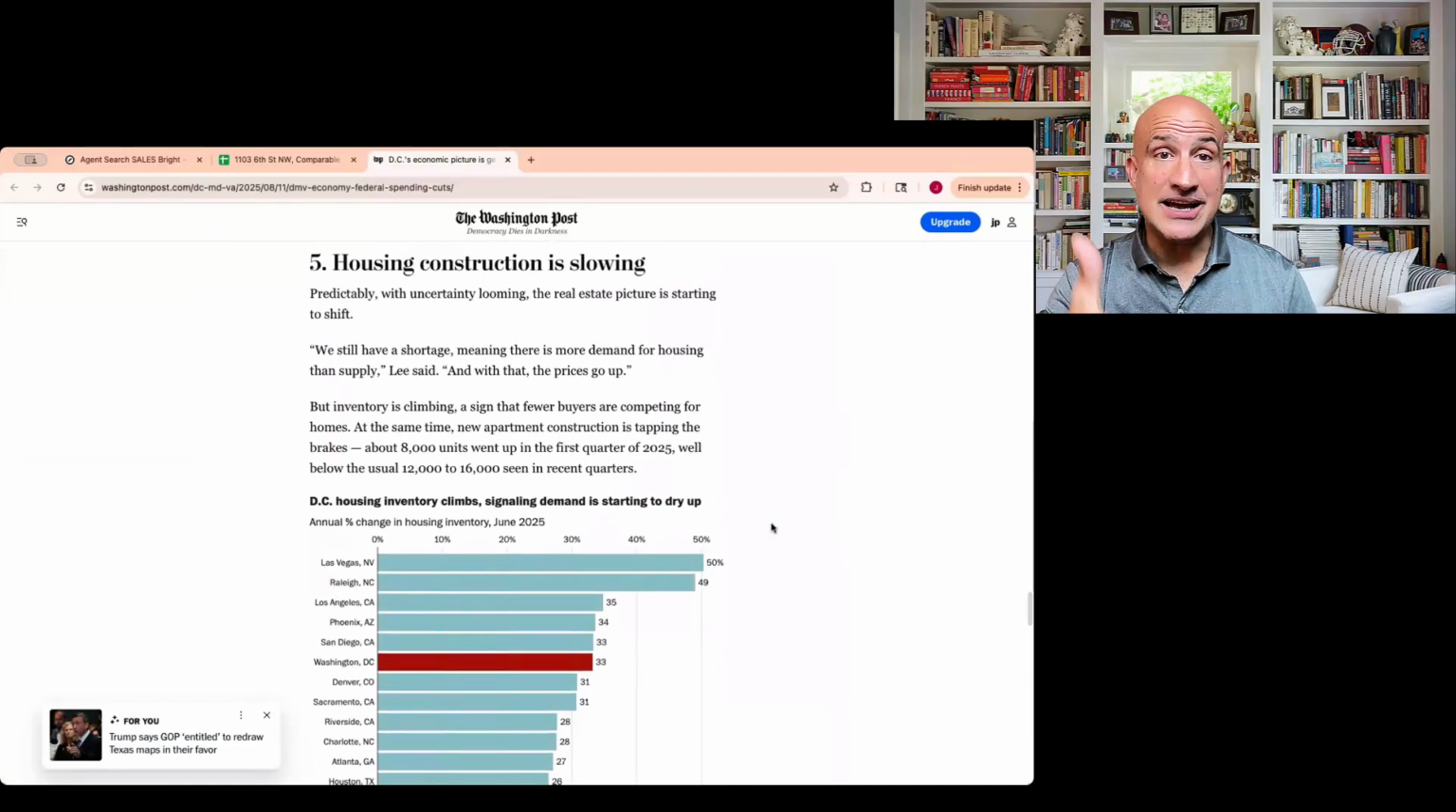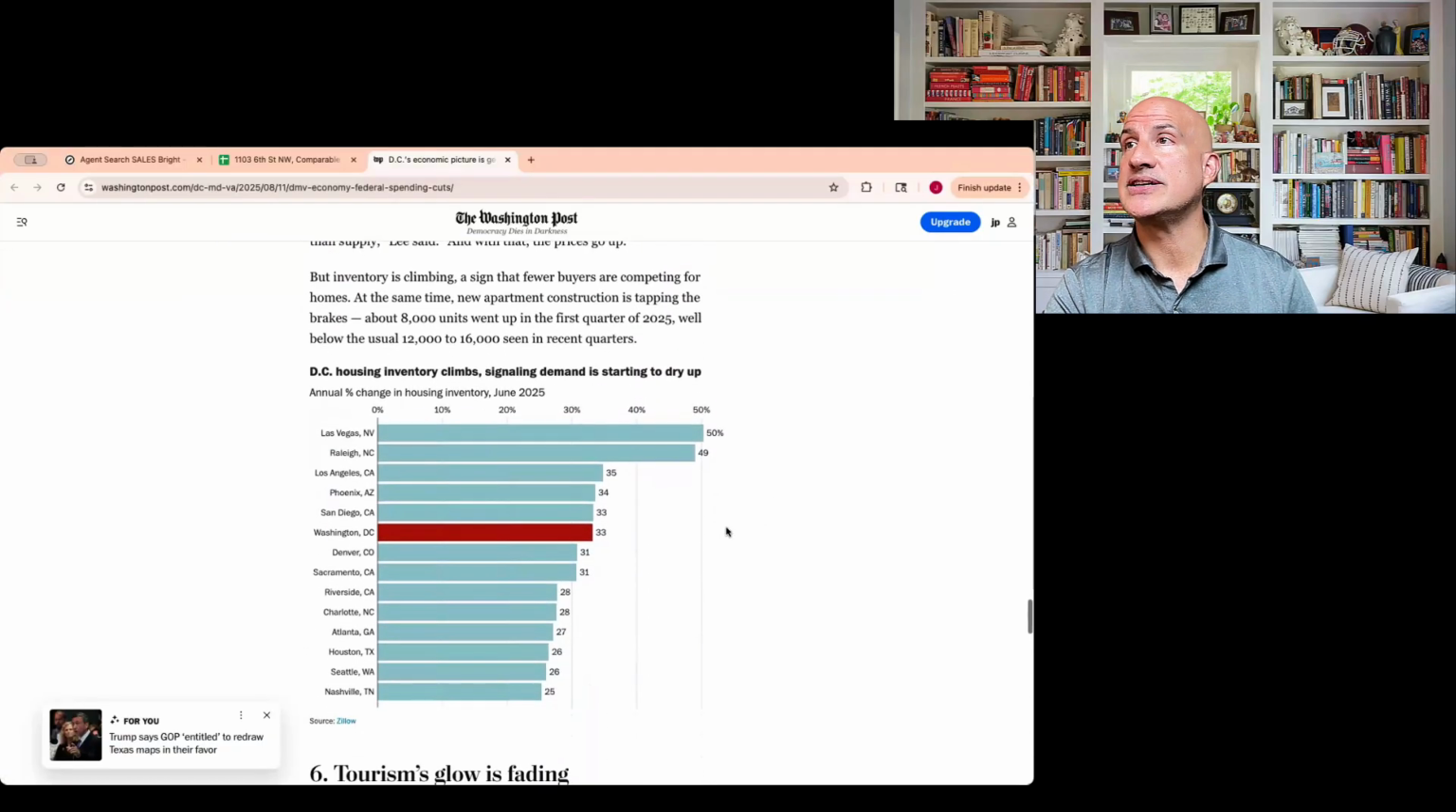Housing construction. This definitely affects us, right? Housing inventory climbs, signaling demand is starting to dry up. So this is the percentage change in housing inventory, 33, and you look at it compared to other areas of the country.